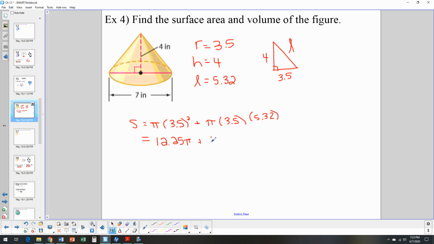This is going to be 18.62 pi. Together, this is 30.87 pi. So that's our exact answer. And then our approximate answer is 96.98 inches squared.